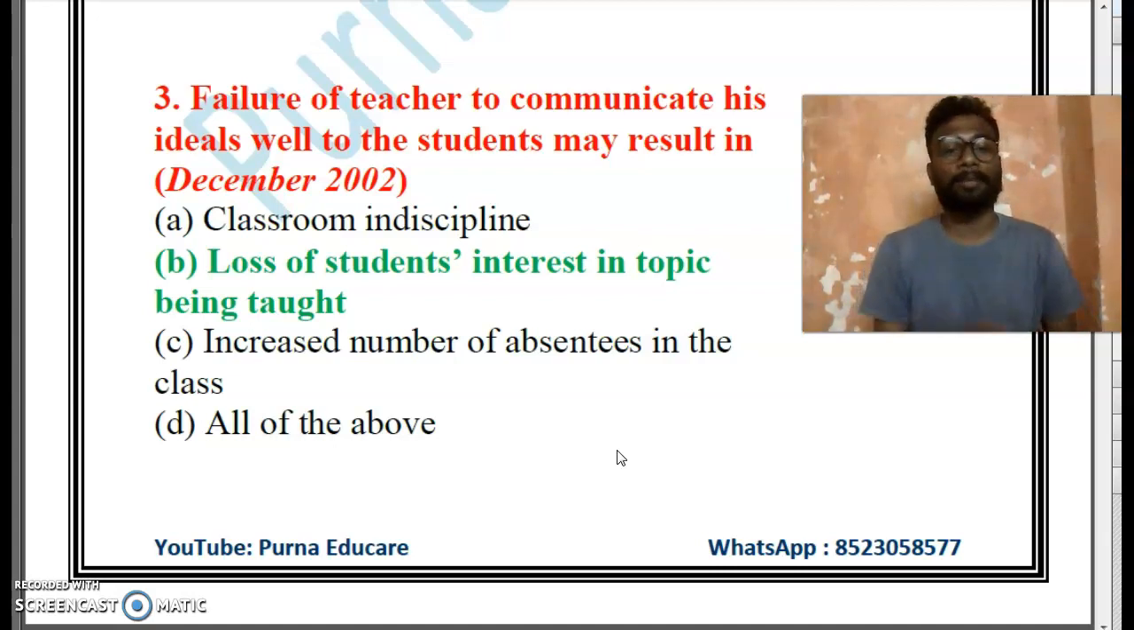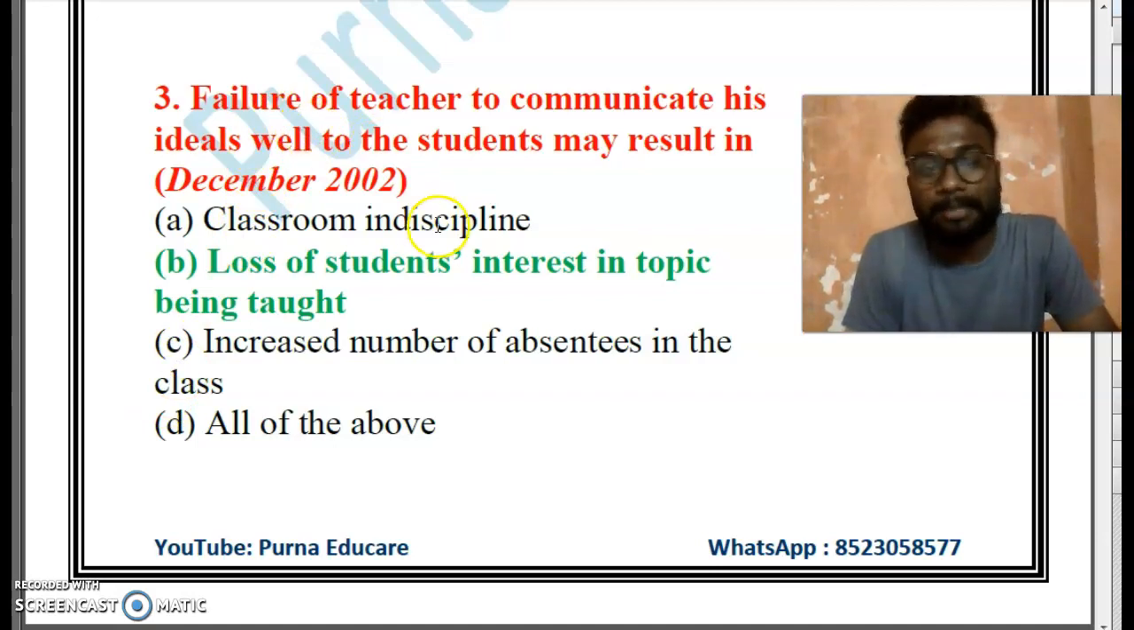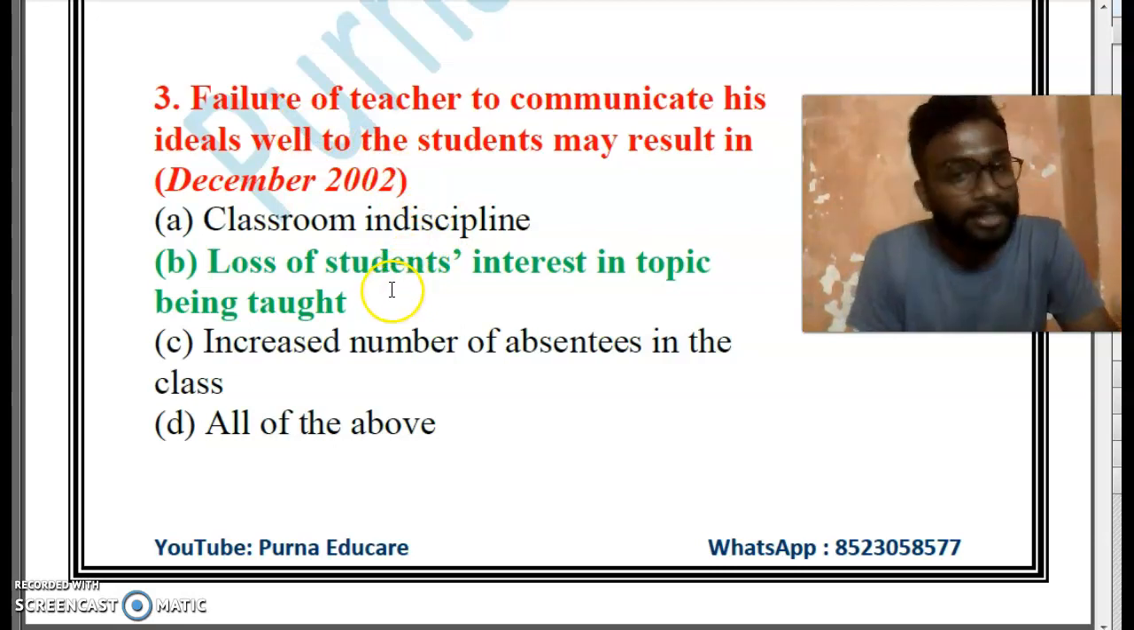Classroom indiscipline, loss of students' interest in the topic being taught, increase in the number of absentees in the class, or all of the above. Sorry, a small mistake has happened. The failure of a teacher to communicate his ideas to the students may result in classroom indiscipline, loss of students' interest in the topic, increased number of absentees in the class. So the correct answer is all of the above.